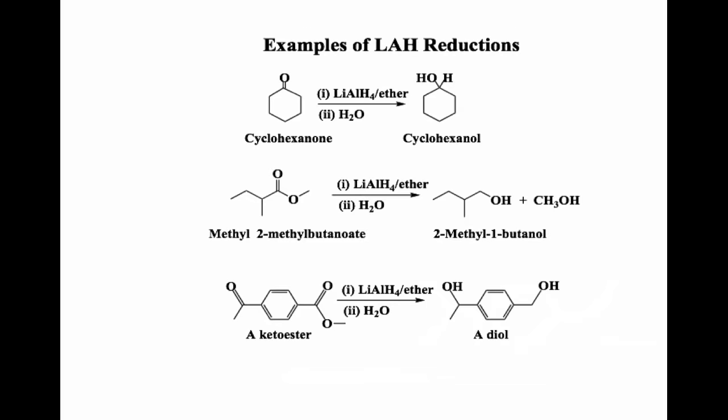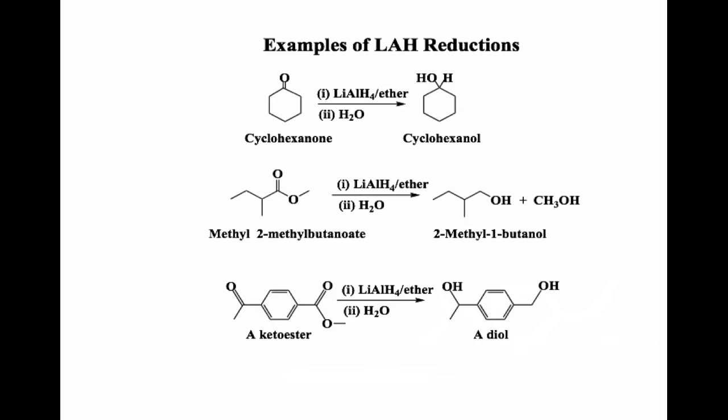So if we take cyclohexanone, lithium aluminum hydride, and ether to start with, we wait until all the lithium aluminum hydride has been consumed, then we dump it into water, and we get cyclohexanol. So a ketone to a secondary alcohol, as we would expect. If we take an ester and reduce it using these conditions, we're going to get a primary alcohol, which you can see here, and we're going to get methanol as a byproduct, and we'll talk about that mechanism in a little bit.